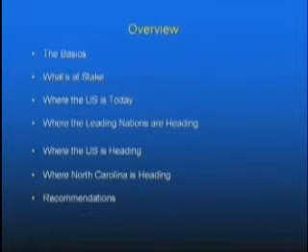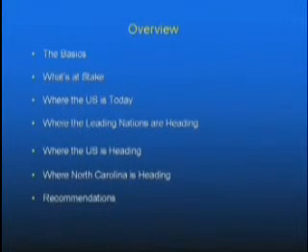Just to give you an overview, first I'm going to start with the basics. What are we really talking about here? What do some of the terms mean? Who are the players? What are their technologies? Then we'll talk a bit about what's at stake for the United States and for North Carolina.